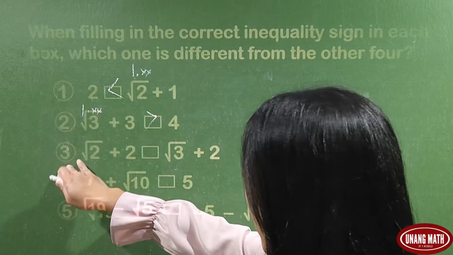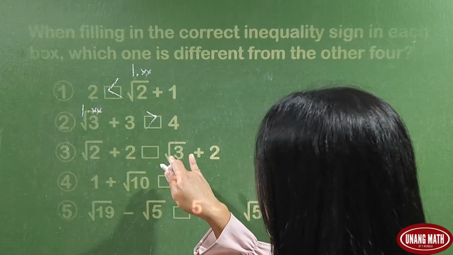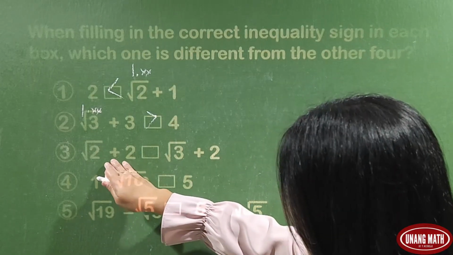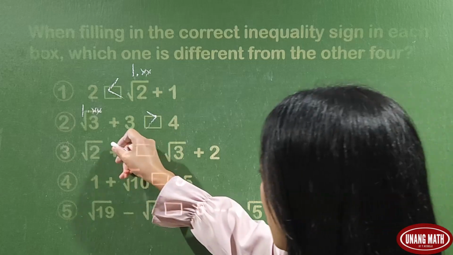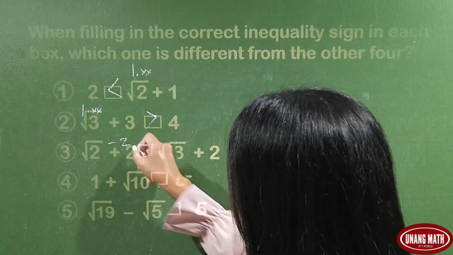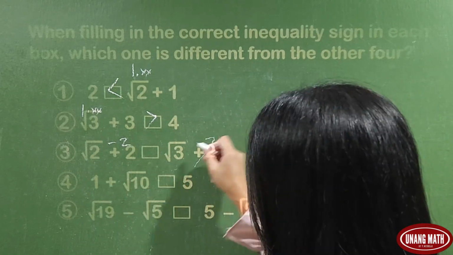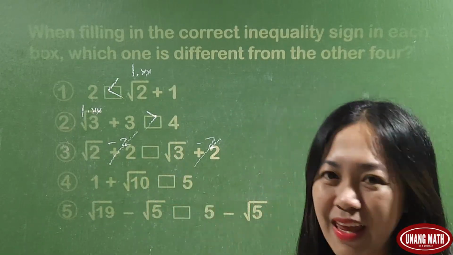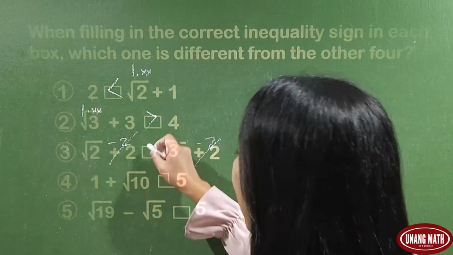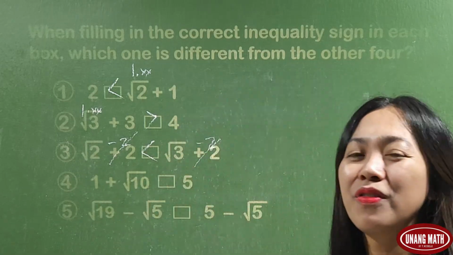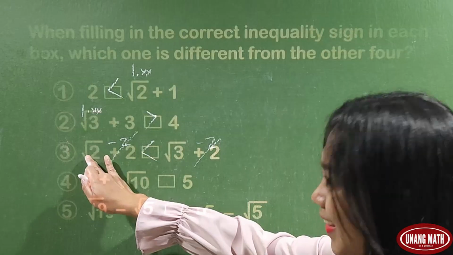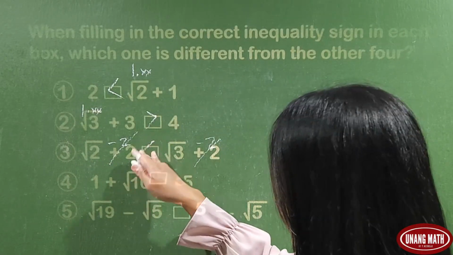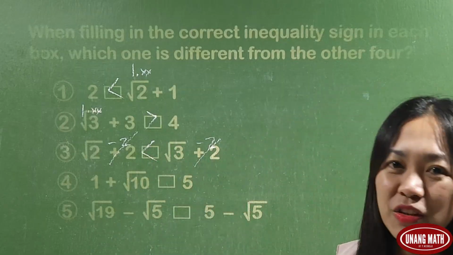What about number 3? Square root of 2 plus 2 and square root of 3 plus 2. Okay, we can make use of the properties of inequalities here. So we can subtract 2 and 2 here also. So we have the square root of 2 and the square root of 3. The square root of 2 is less than the square root of 3 because 2 is less than 3. So the square root of 2 plus 2 is less than the square root of 3 plus 2.